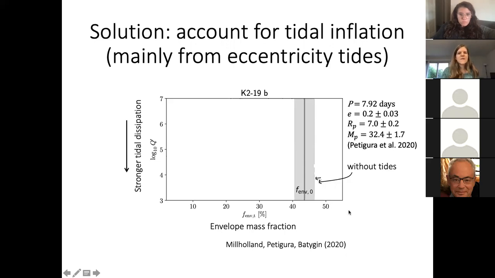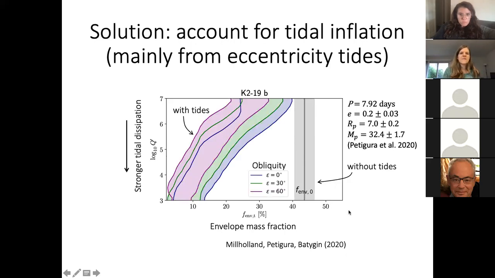But if we include tidal heating in the structural model of the planet, we find this posterior parameter regime in the tidal quality factor of the planet and the envelope mass fraction. So we have assumed here that the eccentricity is fixed at the observed 0.2 eccentricity, but we can look at different values of the obliquity, which are these different colors.